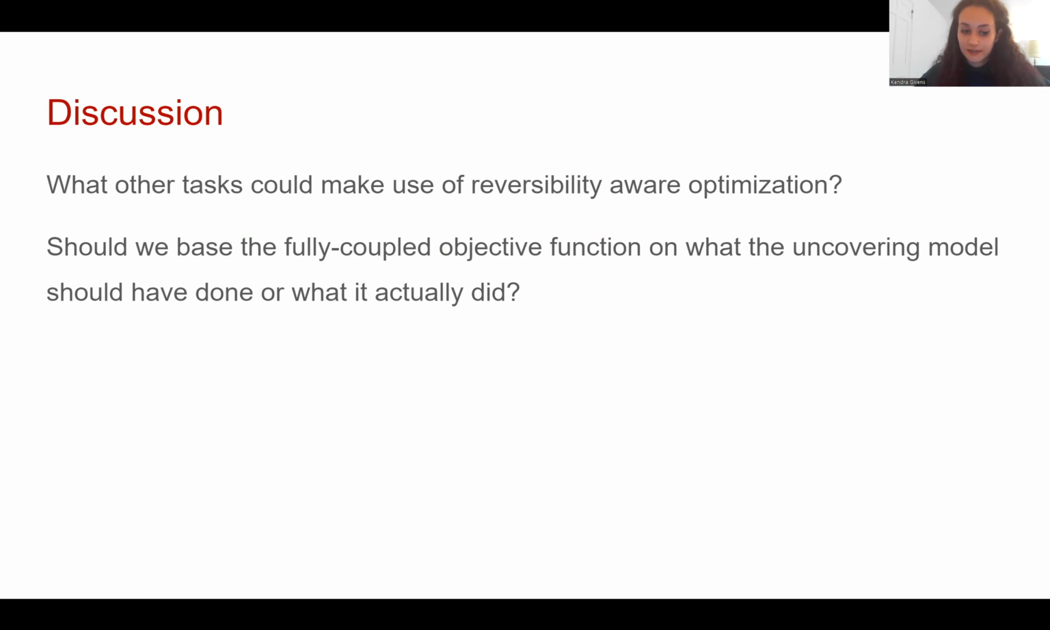Another thing that we've thought of is what other tasks could use this reversibility-aware optimization. So in tasks where you have to reason about the reversibility of a state, and you perhaps don't know what will create the reversible state. For example, in the semi-coupled approach, we were able to observe and add terms to the objective function to create more reversible states. But in problems where you can't do that, perhaps you could use the fully coupled approach, where the models are learning from each other how to create more reversible states. So we've just been thinking about other tasks that could potentially use that.